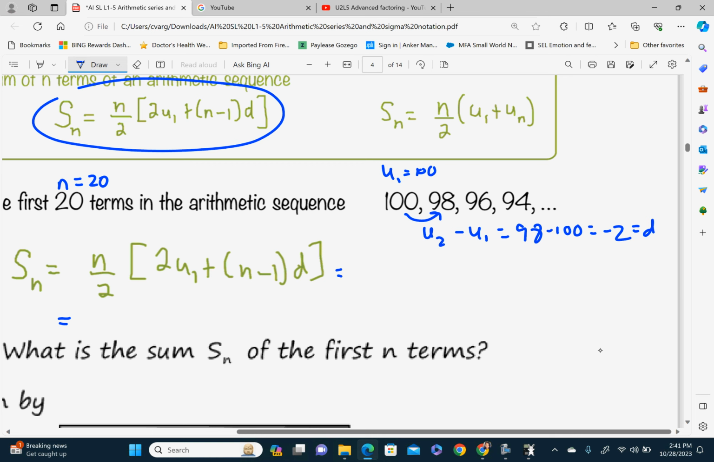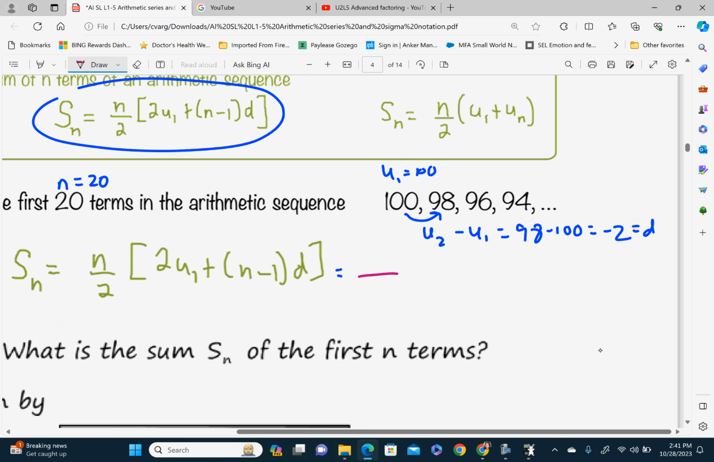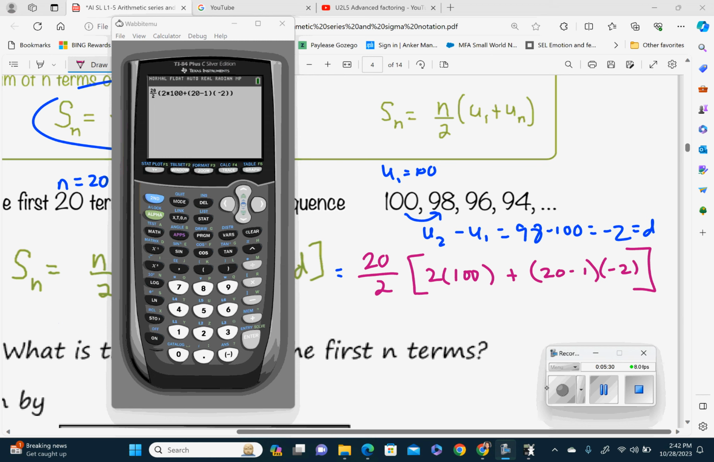So this is equal to, I'll just do it right here. Let me change color so things don't get messy. I have a fraction here, and n is 20, so 20 divided by 2, parentheses, 2 times our first term, which is 100. I'm going to plug that in, plus n minus 1, so 20 minus 1, times our difference, and that's times negative 2. I'm going to close the big parentheses right here. Then you just take your calculator and literally plug it in. I just went and plugged it in to get the fraction in the calculator.